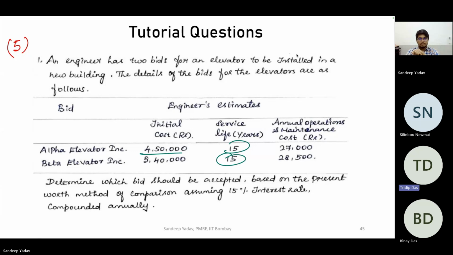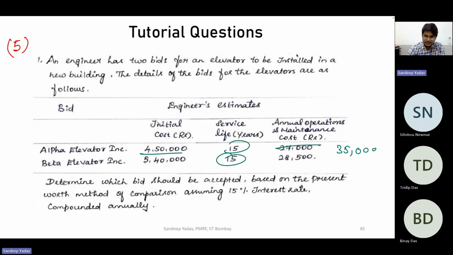Okay. And in this question, initially we can see that the initial cost and the annual operation and maintenance cost are lower for Alpha Elevators. But you can try this by yourself: if you change 27,000 to 30,000, or 35,000, you can see the difference.